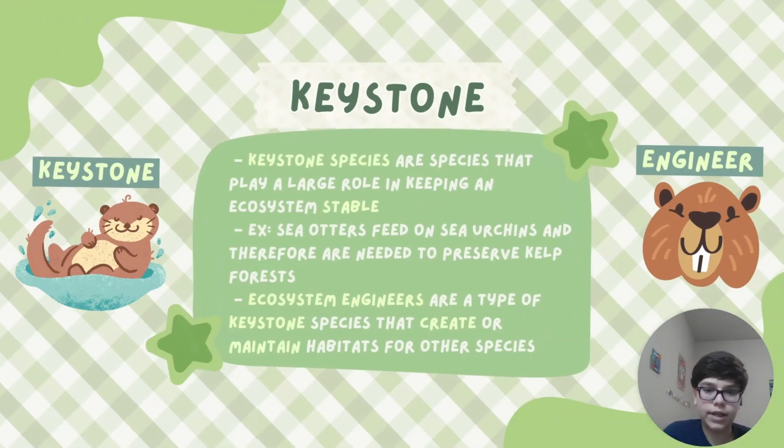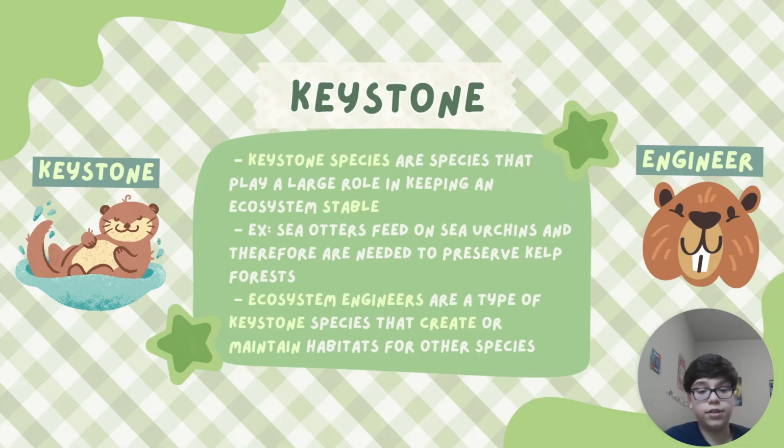Lastly, we need to talk about keystone species. Keystone species are species that play a large role in keeping an ecosystem stable. So on the left-hand side, we have the sea otter. Sea otters feed on sea urchins and therefore are needed to preserve kelp forests. Most animals don't eat sea urchins, so sea otters are largely responsible for preserving kelp forests, making them a keystone species.